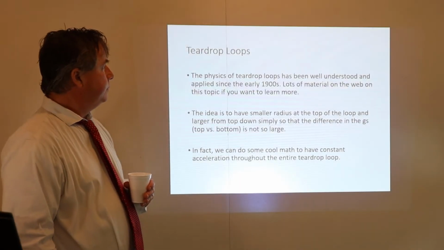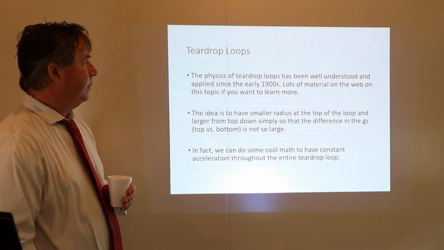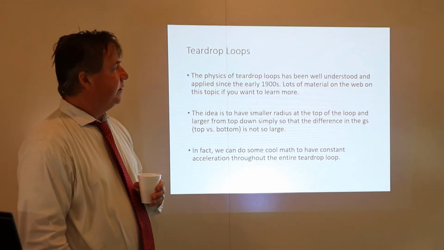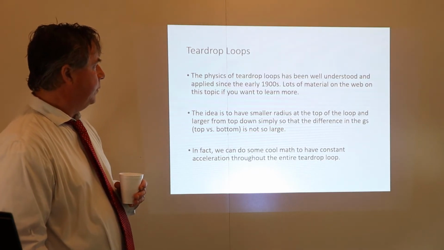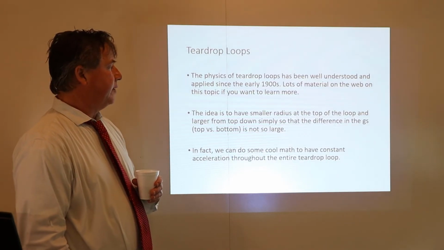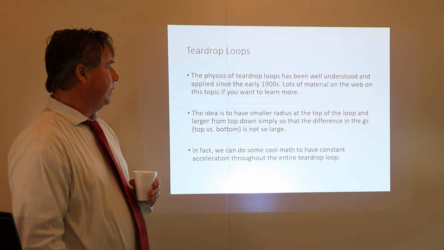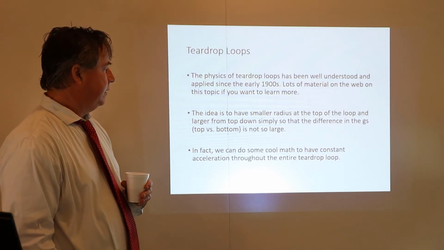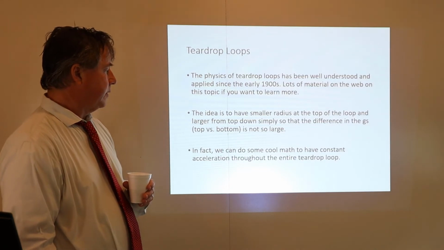Teardrop loops. So the physics of teardrop loops has been well understood and applied since the early 1900s. There's lots of material on the web on this topic if you want to learn more about it. But the idea is to have a smaller radius at the top of the loop and larger from top down, simply so that the difference in the g's from top to bottom is not so large.